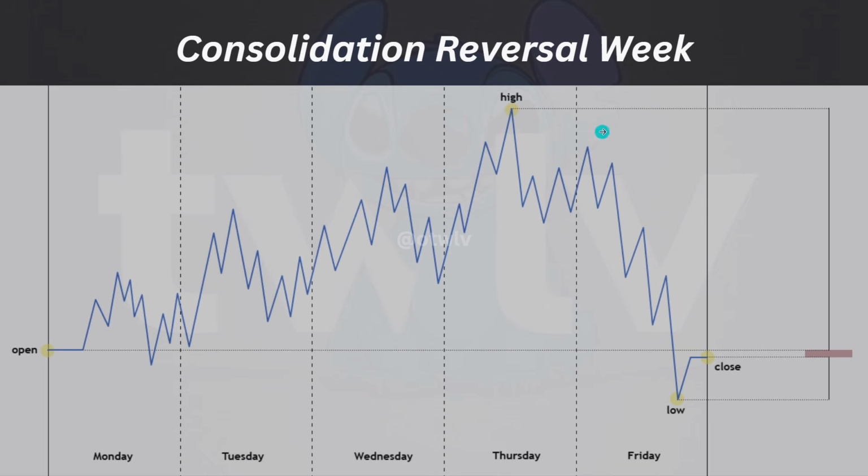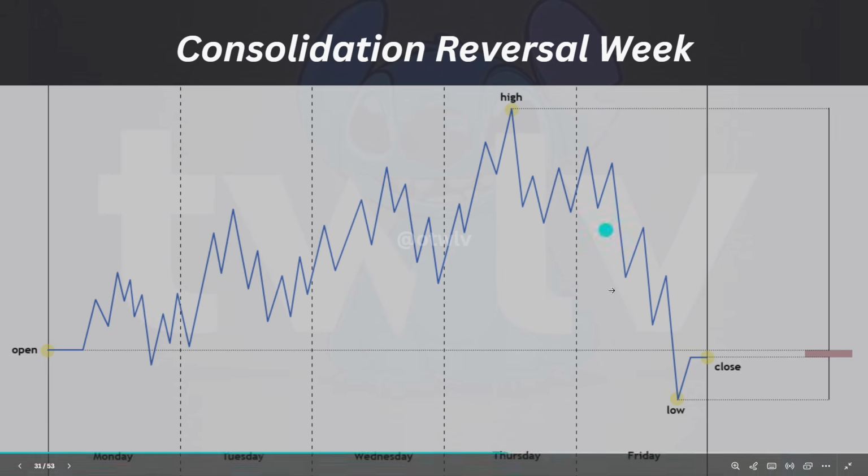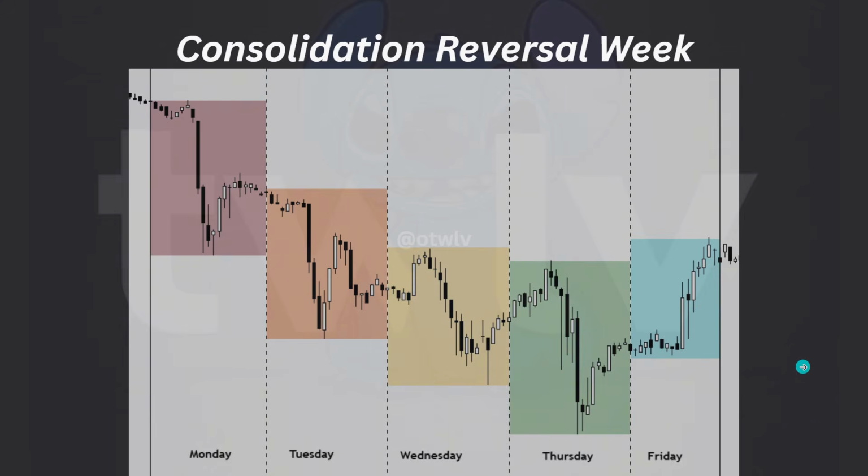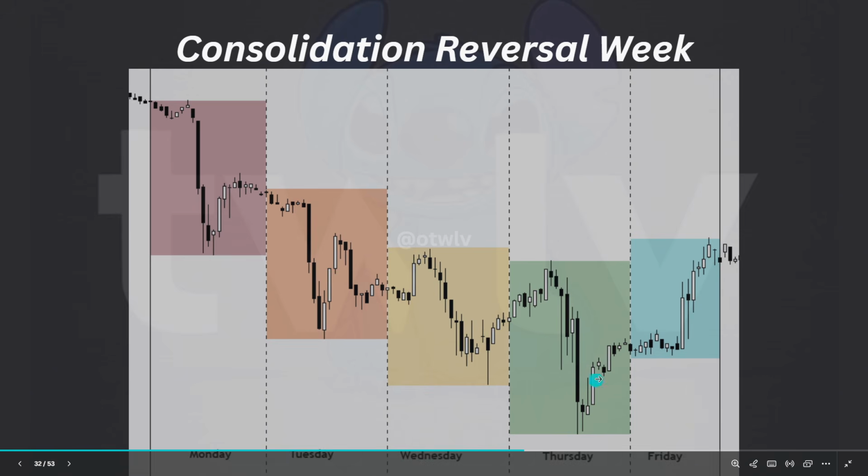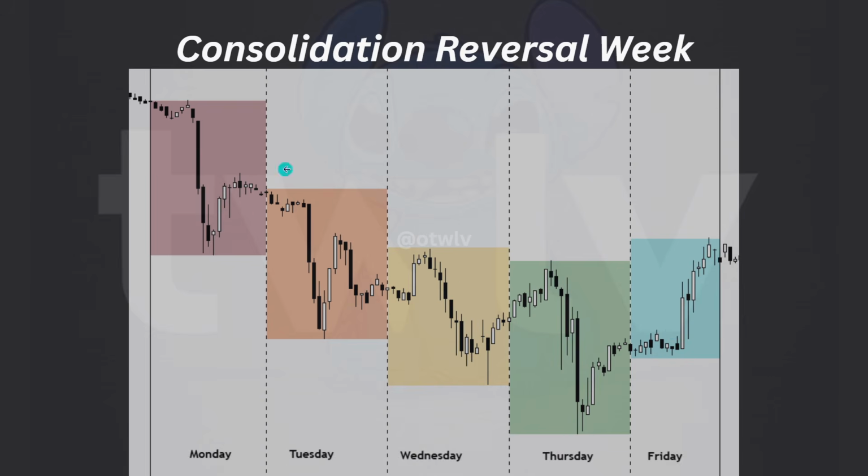Or if you hit the draw here and you notice Monday, Tuesday, Wednesday, Thursday are more consolidating, then you could anticipate maybe we get a consolidation reversal week with news being the driver. Here's what that looks like. Chopping its way, just consolidating, Thursday being the low of the week, and then Friday just rips higher. So again, this one doesn't happen too often, to be honest with you. I would say the expansion or the midweek is more common, but it's still something to keep in mind.